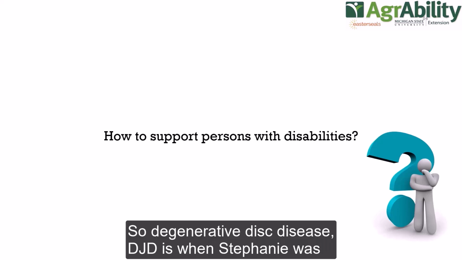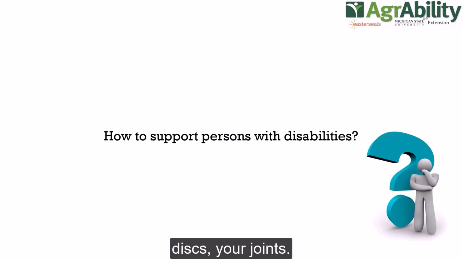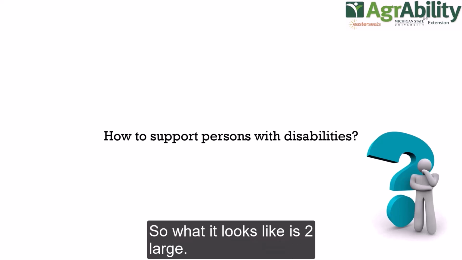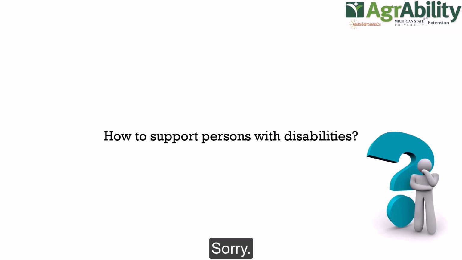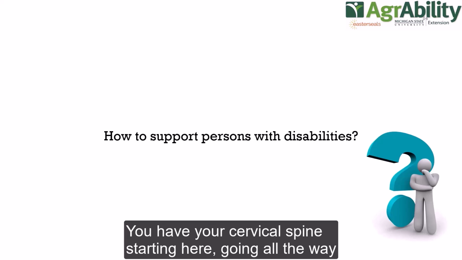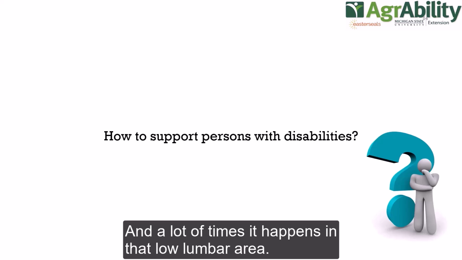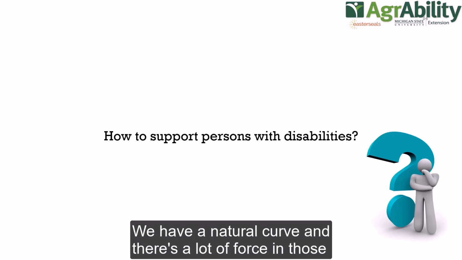Yeah, so degenerative disc disease, DJD, is when, as Stephanie was talking about earlier, the spinal cord is encased in your discs, your joints. So what it looks like is large discs stacked on top of each other. You have your cervical spine starting here, going all the way down, thoracic and lumbar, and a lot of times it happens in that low lumbar area. We have a natural curve, and there's a lot of force in those discs.